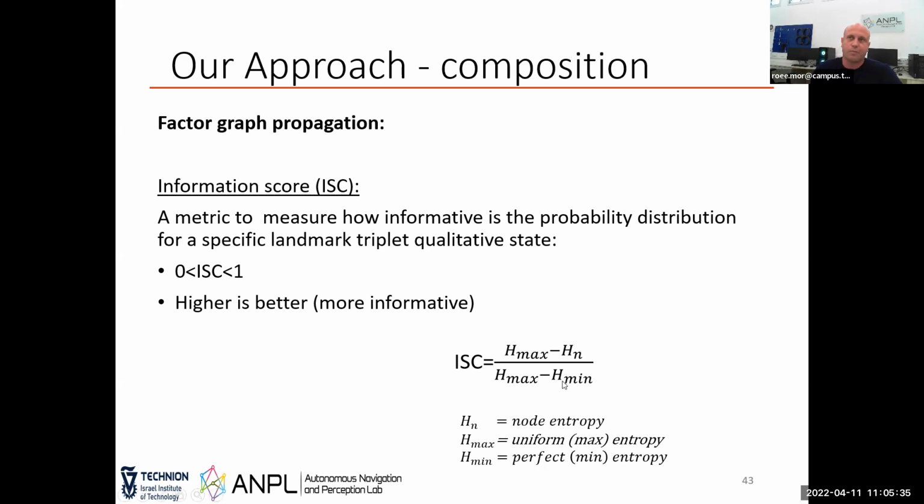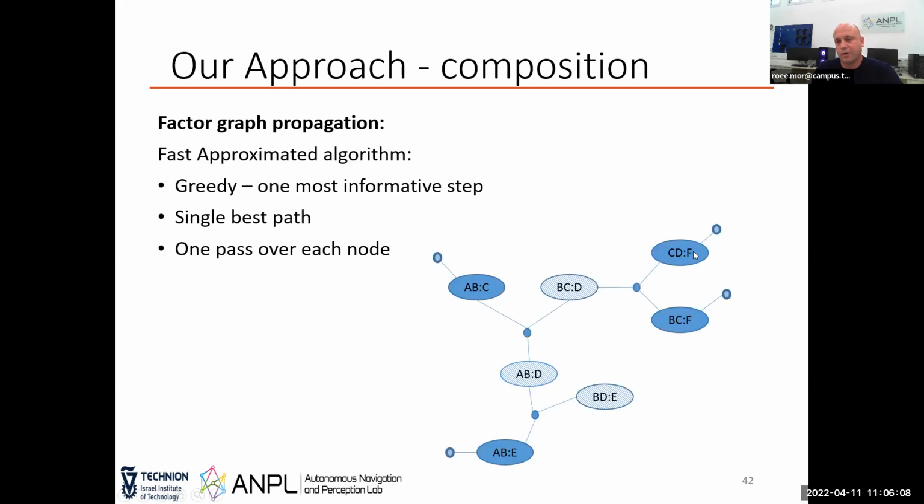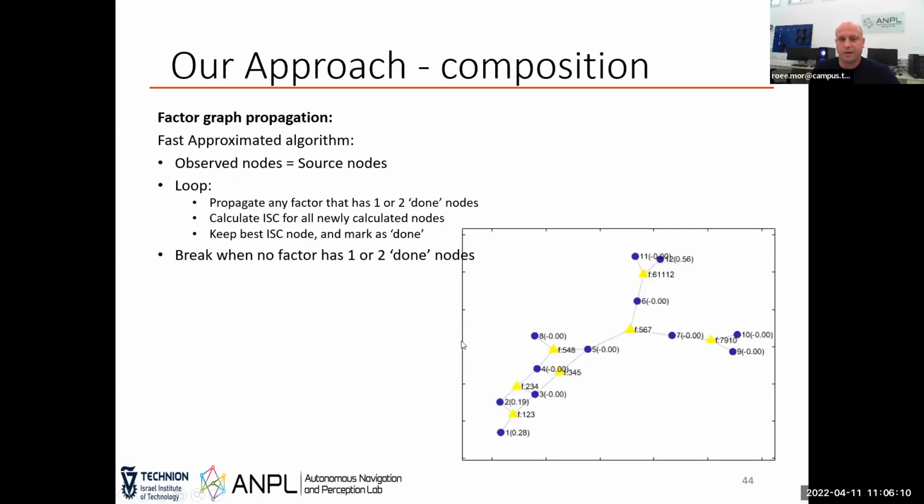If you have a perfect inference, you know exactly which qualitative state is correct, then you get the minimum entropy, the most information. And if you don't know anything and you have a uniform distribution, then you have the maximum entropy. So we just normalize the distance between our specific entropy and the maximum entropy. How far is it from uniform? And that's it. That's the information score. We call it the information score, and this is the value we propagate through the graph, okay?